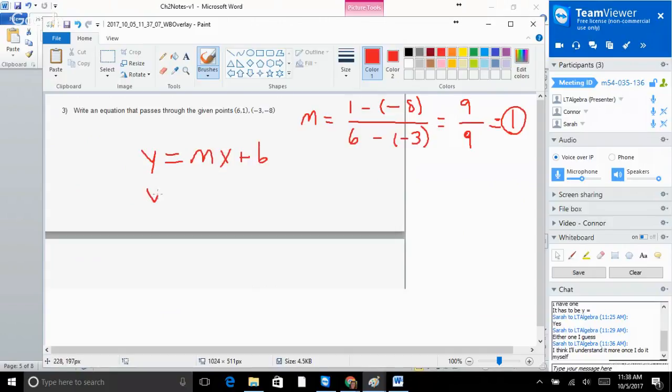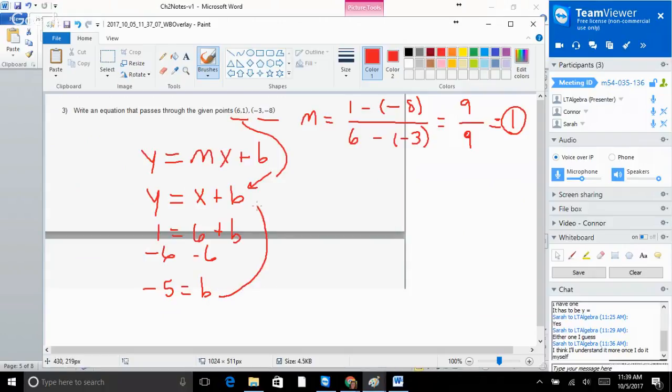I know my slope is 1, so my equation now is y equals x plus b. Okay, and I have to figure out where my y-intercept is. I can do that by picking one of my 2 points and filling it in the equation. I'm going to pick 6, 1 because it's less likely that I have to deal with negative numbers. So when y equals 1, x equals 6 plus b. If I subtract 6 from both sides, I get -5 equals b.